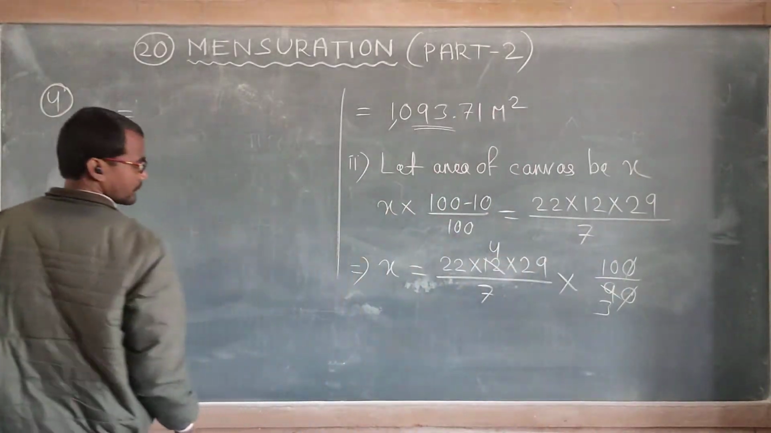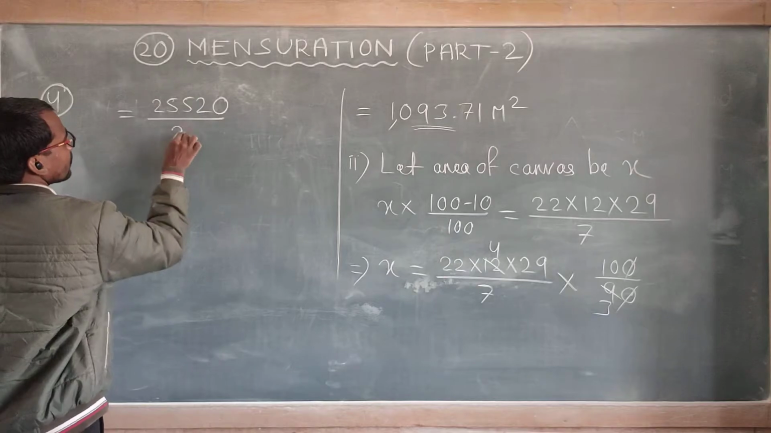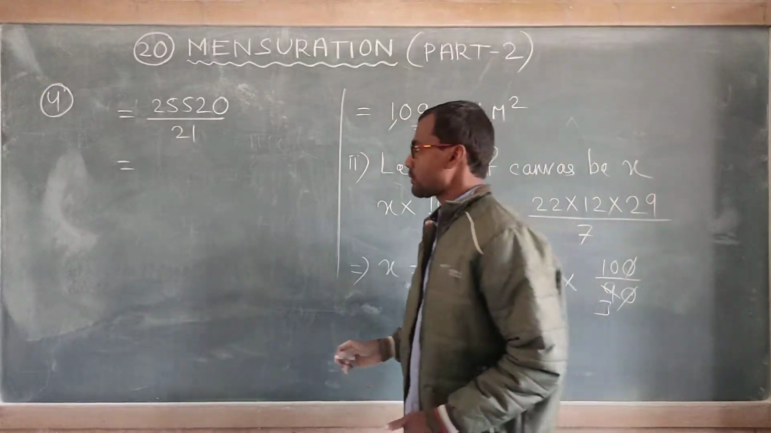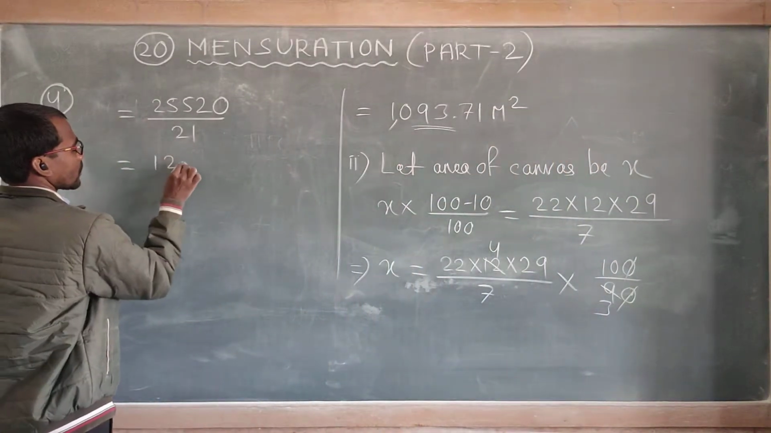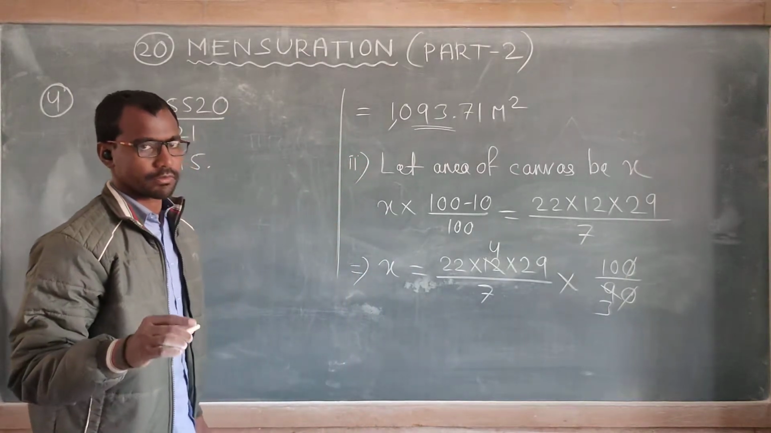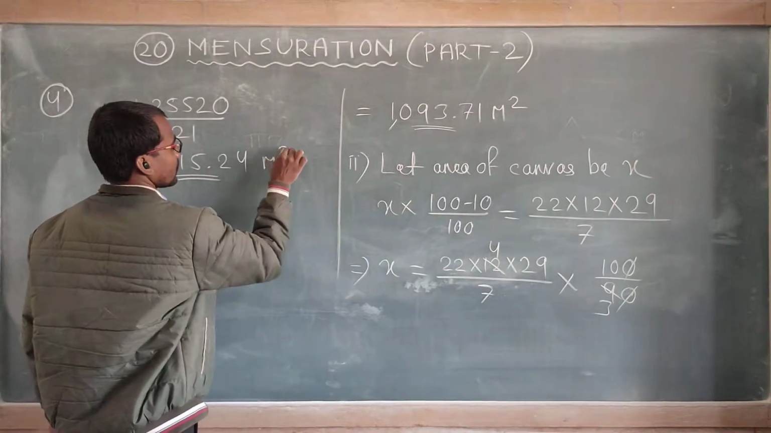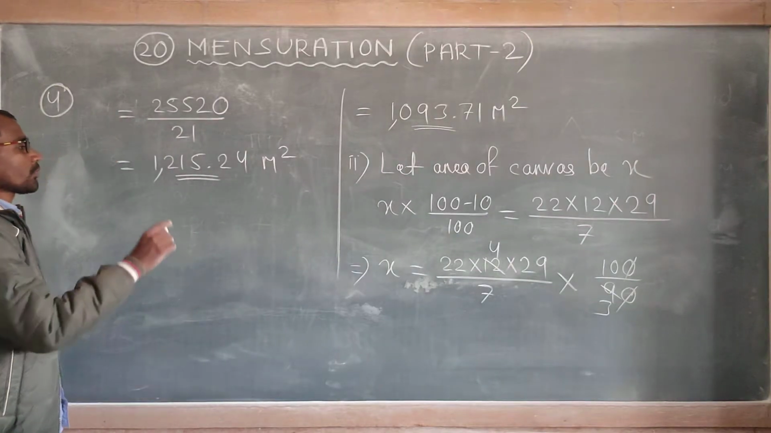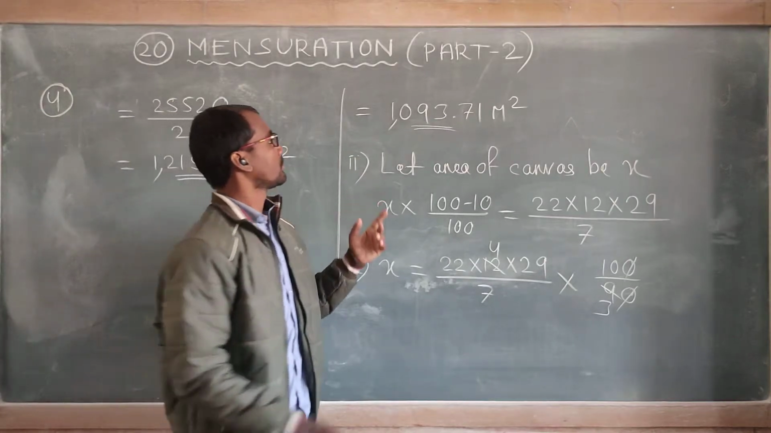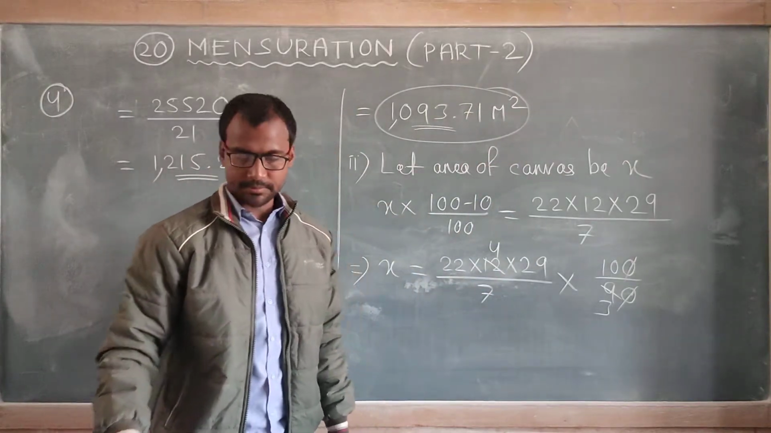25520 by 21, which is 1215.2381, which means 1215.24 square meter. So if we take this much area of canvas, then 10% of it will be wasted. The remaining will become this area of 1093.71 square meter.